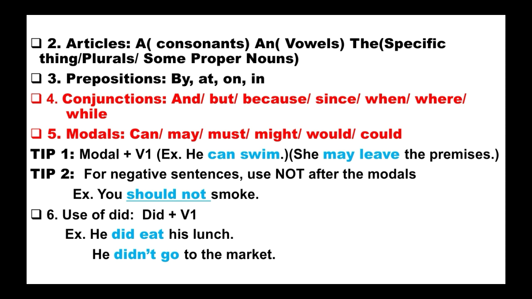A, as we all know, is used for consonants and an for vowels, though we have some exceptions like a university. It is U, right? U is the vowel, but we don't use an university, we use a university because of the phonetics, because of the sound. Similarly, we have hour. H is a consonant, but we use an hour. Why? Because H is silent and the sound of O is coming. O is the vowel. So, such exceptions are there.